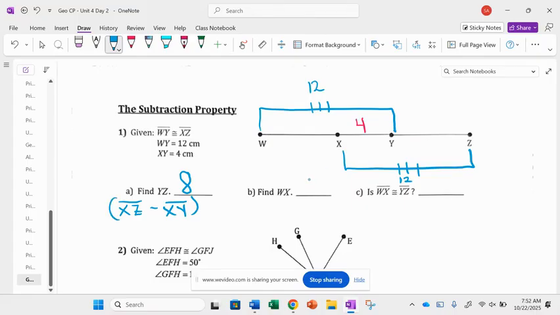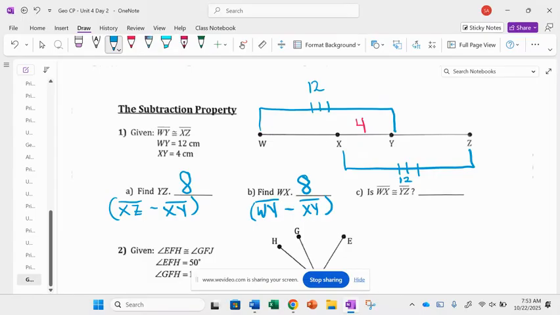All right, now we want to find WX. Can somebody tell me how long is WX, Caitlin? 8. Could you tell me what we subtracted? YW, yeah, minus XY, right? YW minus XY.